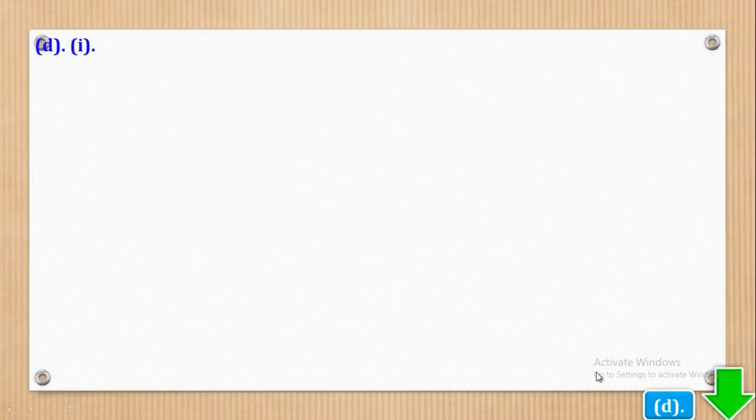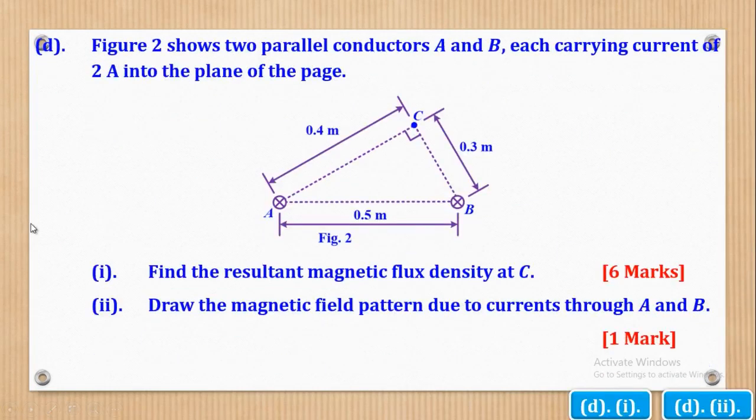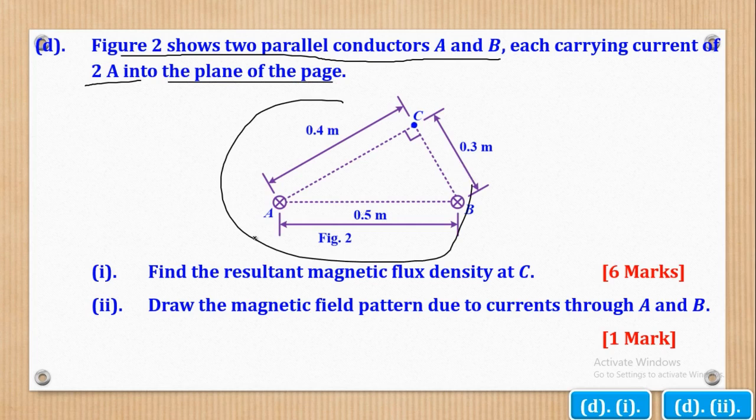So now we shall go to part D, Roman 1. Part D says that figure 2 shows 2 parallel conductors A and B, each carrying current of 2 ampere into the plane of the page. And this is the diagram. Roman 1, find the resultant magnetic flux density at C. And Roman 2, draw the magnetic field pattern due to currents through A and B.